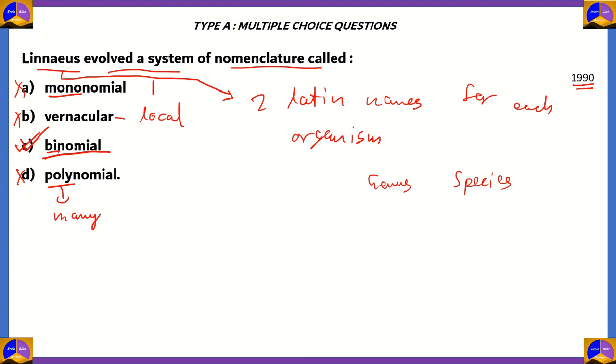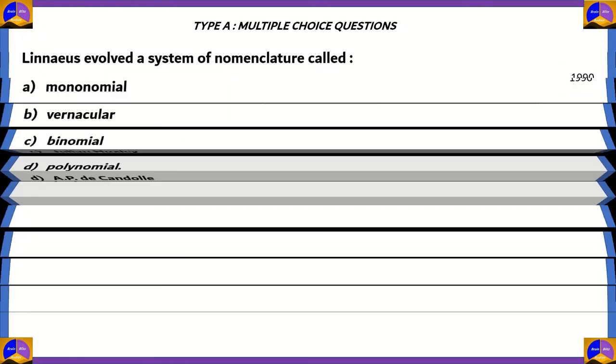Bi means 2, so binomial nomenclature means you should have 2 names, and since Linnaeus evolved the system, he used a dead language, that's Latin, so you have to use Latin names or names which are Latinized. So option C, binomial, is the correct answer for this question asked in 1990.